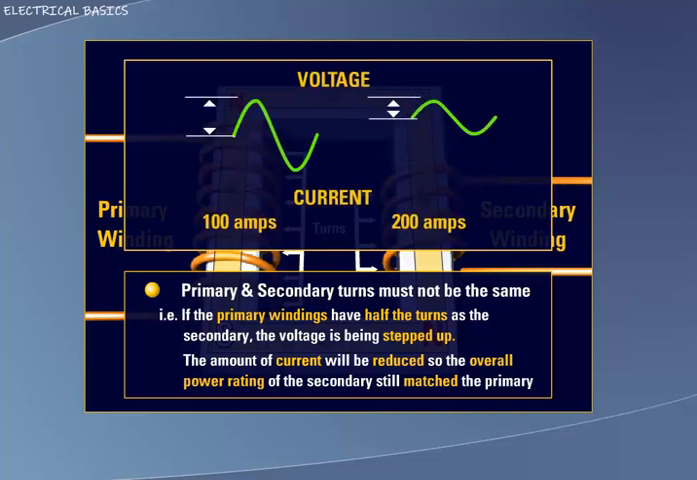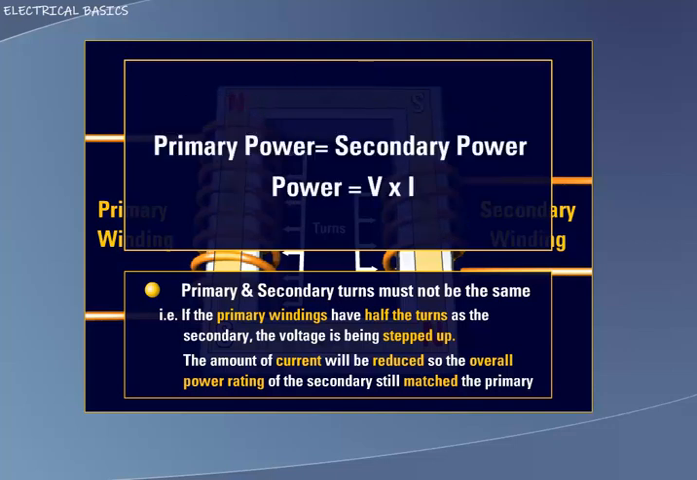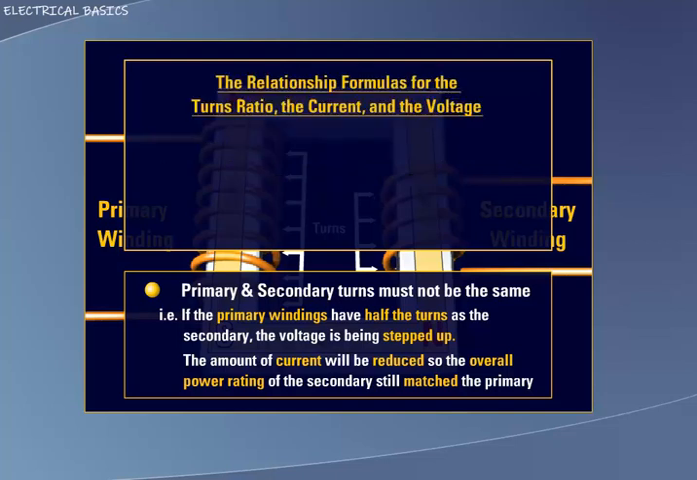If the number of turns on the secondary winding were less than that of the primary, the voltage would be reduced and the available current would increase inversely proportional to the voltage reduction, such that the secondary power rating would match the primary. The relationship between the turns ratio, voltage, and current can be expressed with the following formulas.